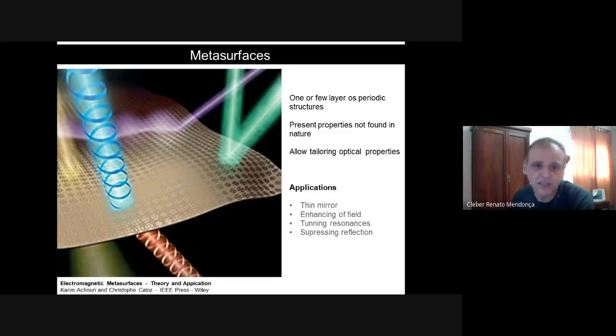So in general, it is made out of one or a few layers of periodic structures. It in general presents properties that you don't find in nature, and it allows tailoring the optical properties. Some of the applications that people are thinking of using metasurfaces are in thin mirrors, enhancing the optical field, tuning resonances of materials, and suppressing reflections in specific wavelengths.